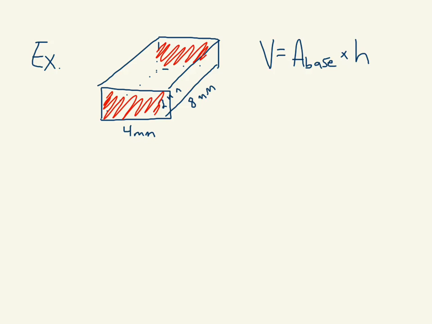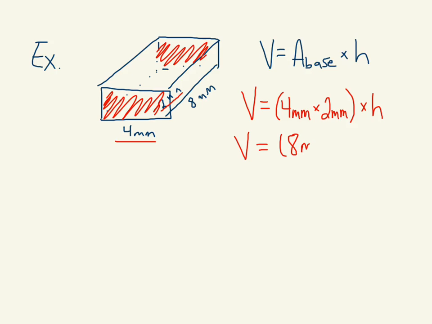So how do we find the area of that base? Well, that's a rectangle shape, and we know that that is length times width. So we see that the length of that rectangle is 4 and the width of that rectangle is 2, which means that the area is equal to 4 millimeters times 2 millimeters. And then the rest of our formula is times the height. So we'll just simplify that out. 4 times 2 is 8 millimeters.